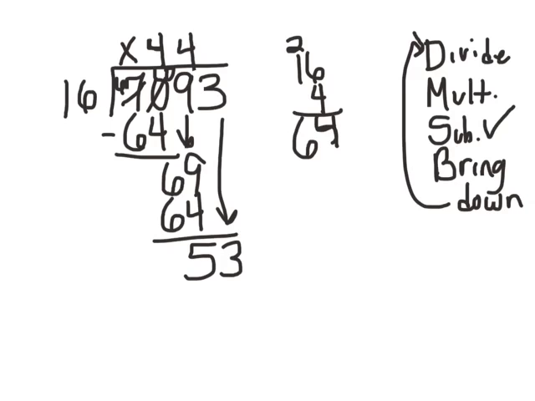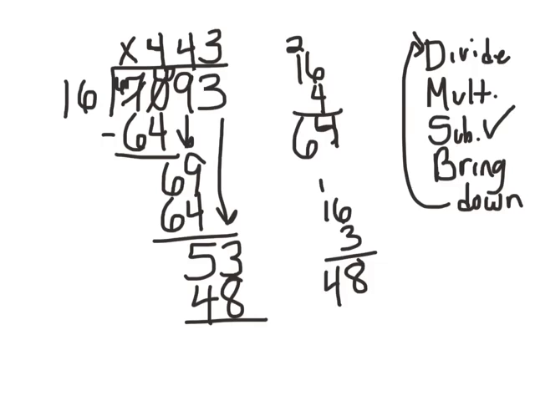Now, when I think about how many 16s are in 53, I'm going to use what I already know. I already know that 4 16s are 64, so I know it's probably going to be one less. So I'm going to do one less, and then I'm going to come over here and do 16 times 3. 6 times 3 is 18, and I regroup the 1. 3 times 1 is 3, plus 1 is 4. So 16 times 3 is 48.